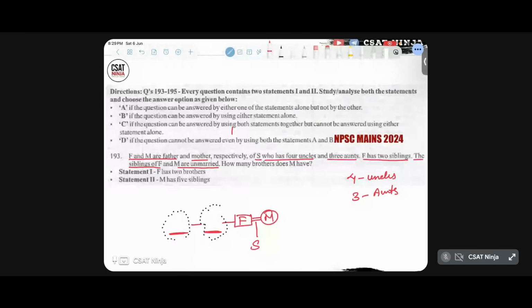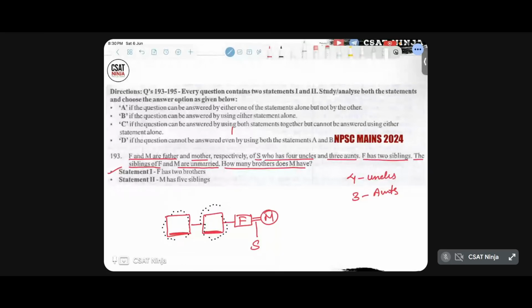What is asked? How many brothers does M have? M has how many brothers? That is asked. So let's look at one statement at a time. Since this is data sufficiency, we're going to look at one statement at a time. First statement. Statement number 1 says that F has 2 brothers. So we are clear cut with this one. Statement number 1 itself says that F has 2 brothers. That means F has one. This one is a brother, and this one is also another brother.